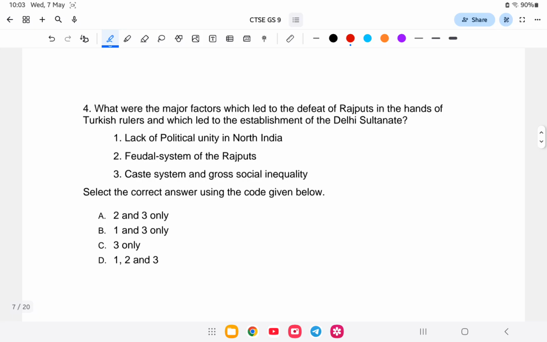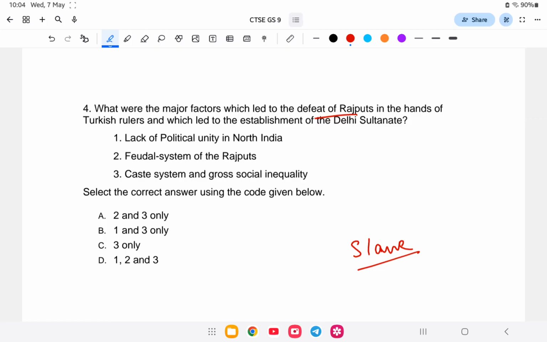Question number 4. What were the factors that led to the defeat of the Rajputs at the hands of the Turkish rulers and which led to the establishment of the Delhi Sultanate? Before the Delhi Sultanate, that is the Slave dynasty of Qutubuddin Aibak, Muhammad Ghori, and Muhammad Ghazni, the Rajputs ruled. So why did the Rajputs fail?